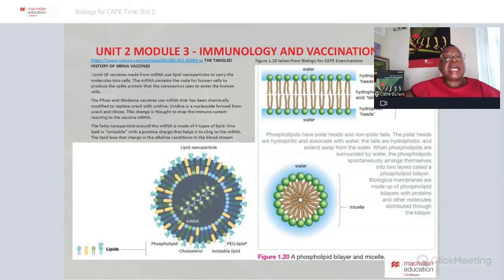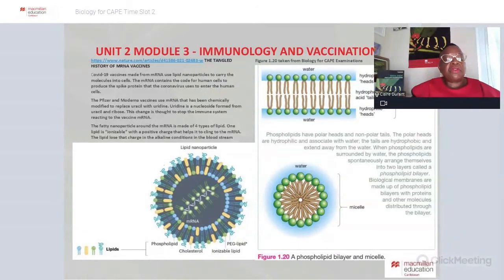So let's have a look at how the messenger RNA vaccines from Pfizer and Moderna look. The COVID-19 RNA vaccines use lipid nanoparticles to take the molecules into the cells. And from the diagram that we can see here, we can see how it is composed.